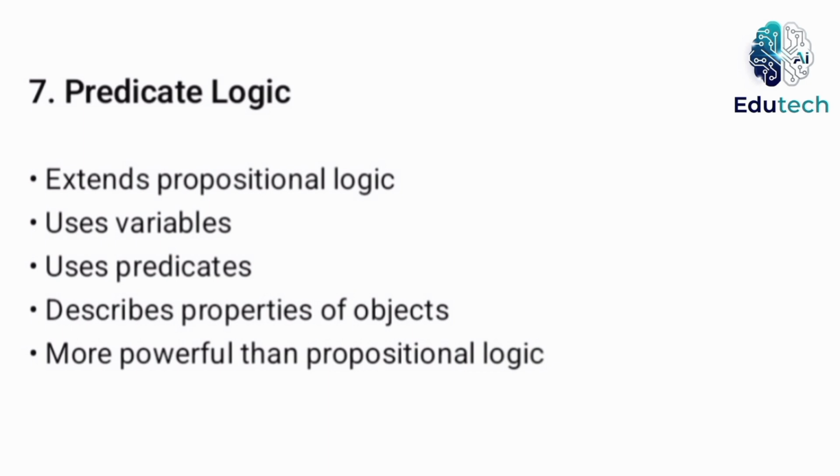Explain predicate logic. Predicate logic extends propositional logic by including variables and quantifiers. It deals with statements that involve objects and their properties. Predicate logic allows more detailed reasoning compared to propositional logic. It uses predicates, variables, and quantifiers to express logical statements.